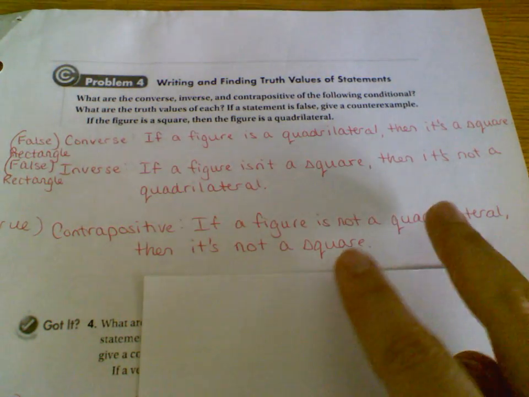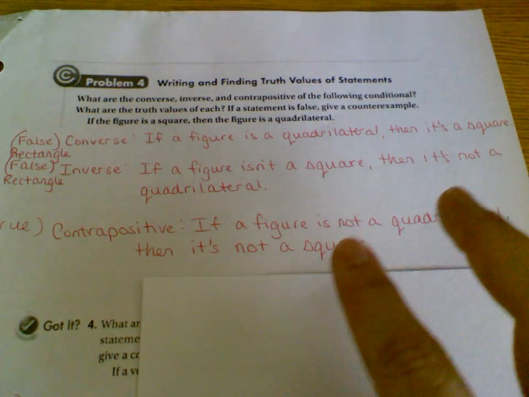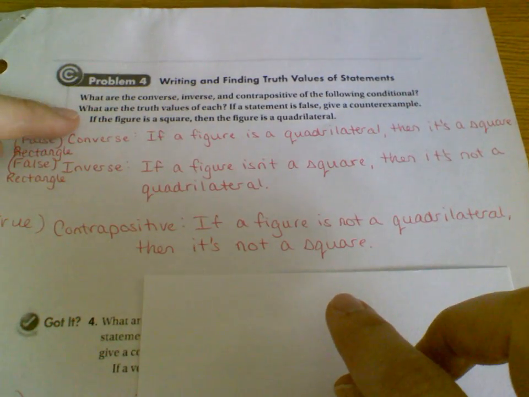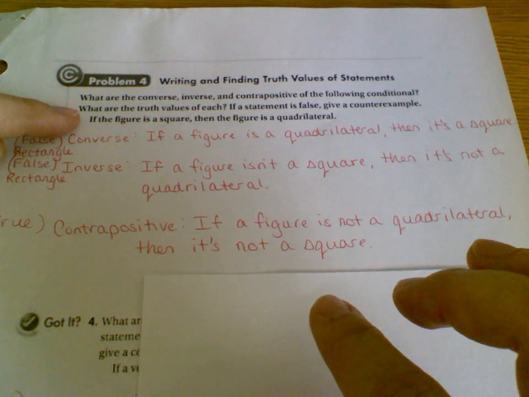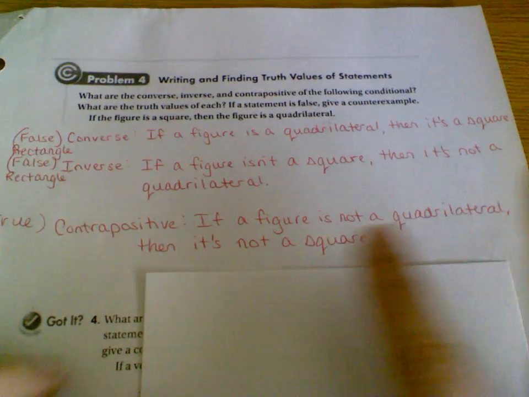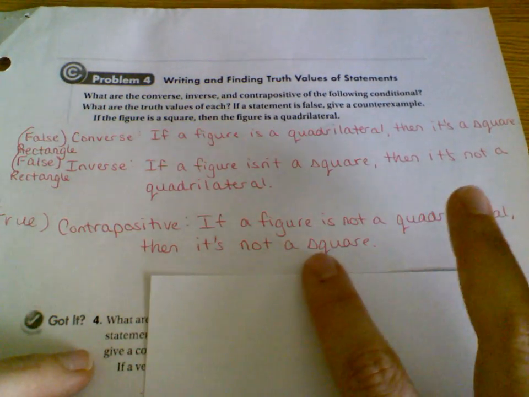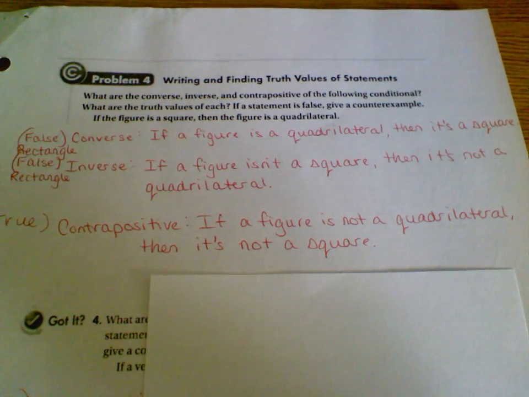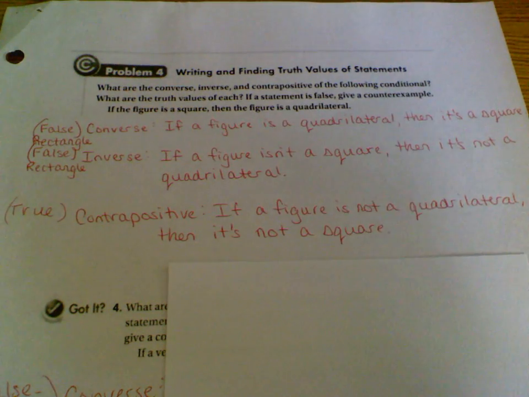If you're not sure if this is correct, always go back to the truth value of the very first one. So my first one, if a figure is a square, then it's a quadrilateral. That's true. So I know down here that this one has to be true. So if you can't think through this part, I would just automatically copy down the truth value. And to be honest, that's what I normally do.